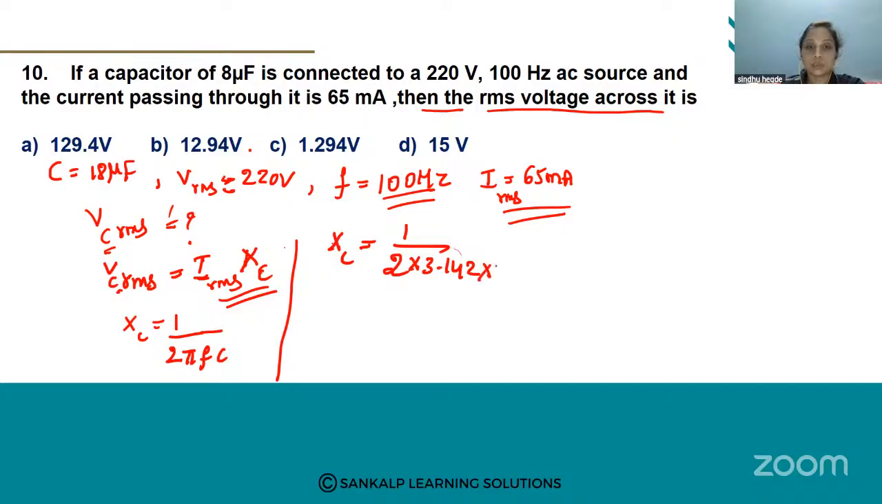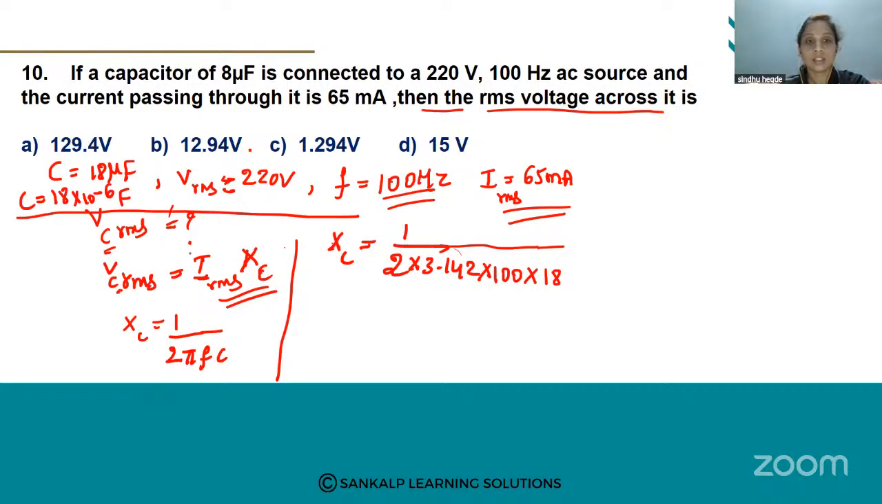Into, what is the value of frequency they give? 100 into capacitance. C is 18 microfarad. Student, how to convert microfarad to farad? C is equal to 18. Micro is nothing but 10 raised to minus 6 farad. Here C is equal to 18 into 10 raised to minus 6 farad.